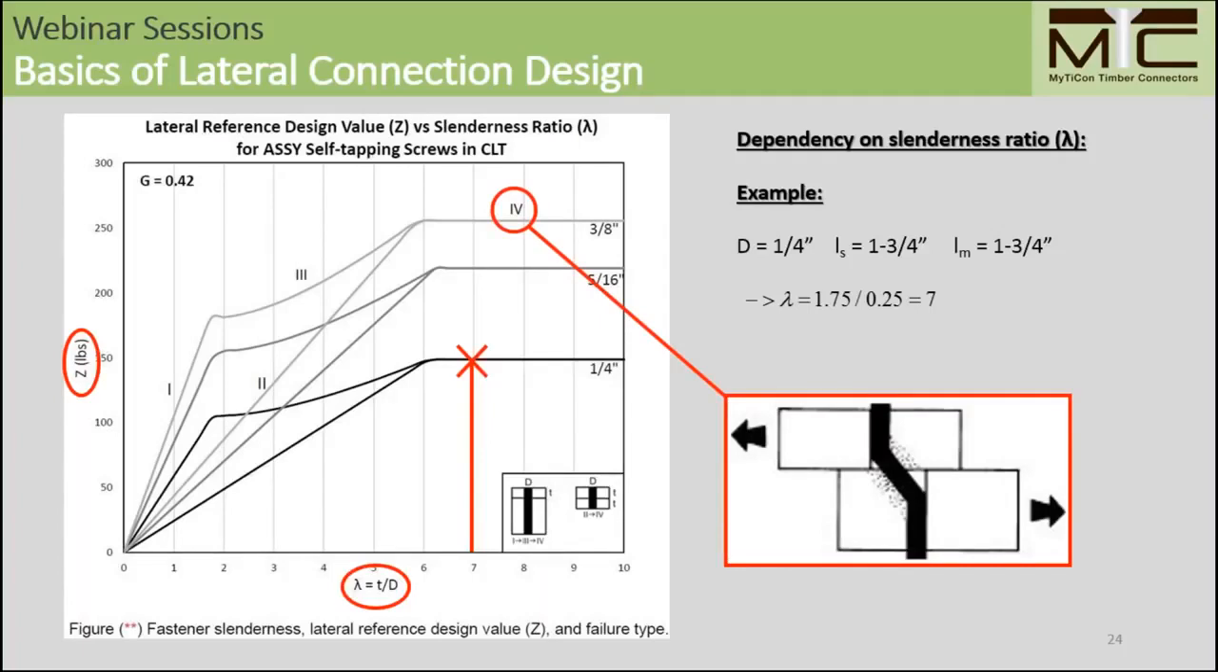And North American design codes usually give minimum penetration lengths, which are between 4 and 6 times the diameter, and this is nothing else than the slenderness gamma. So mostly, if we go with those minimum penetration lengths, we will achieve failure mode 4.